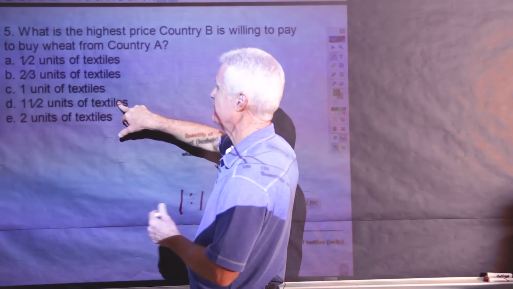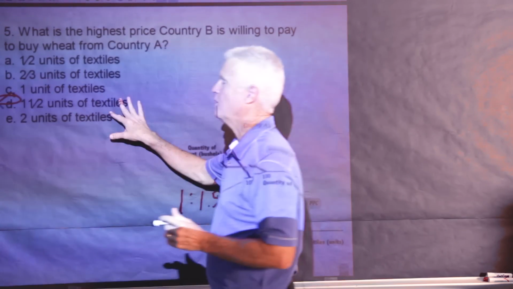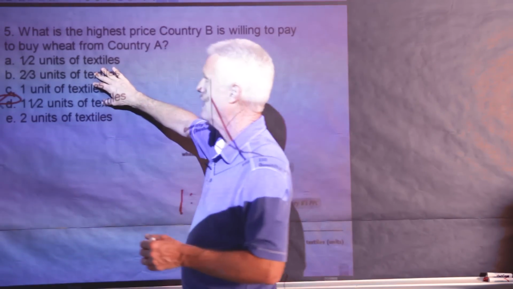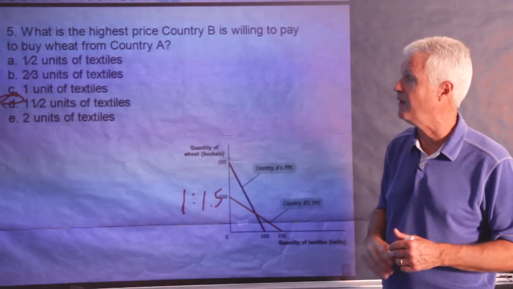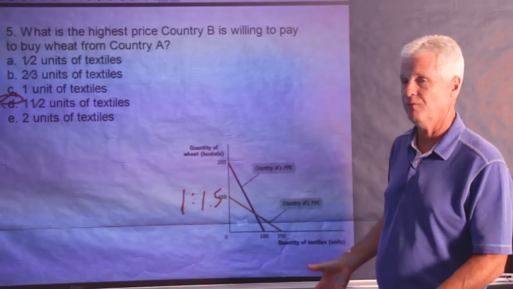So the highest price they would pay, you could say, you can go with D, is they're not going to pay any higher than 1.5. Actually, I would say they wouldn't pay any higher than 1 because they're not actually going to pay 1.5, but they're not going to pay any higher than 1.5 because that's what they can do it themselves for.